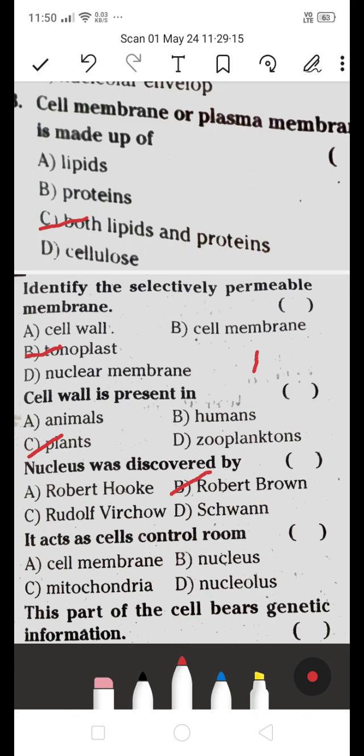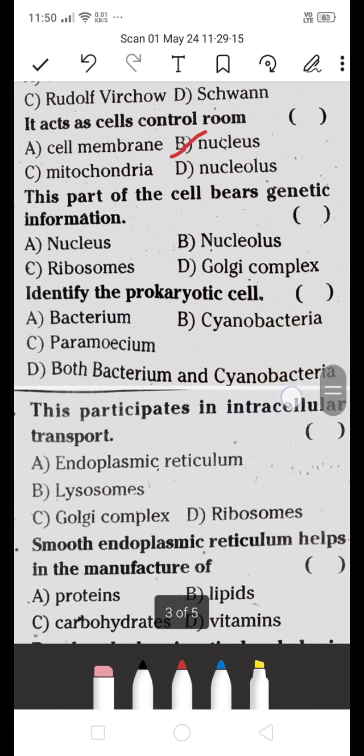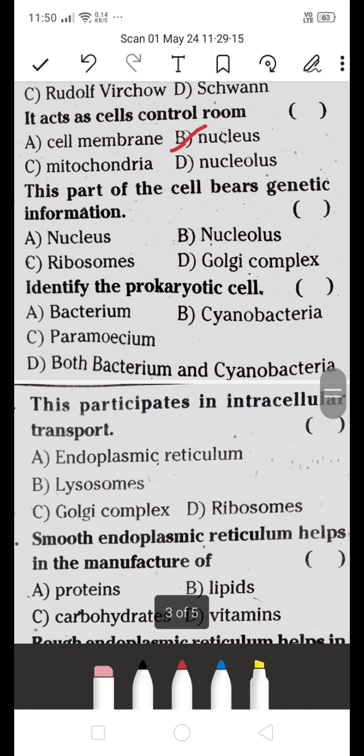Next: it acts as the cell's control room. Is it A, cell membrane, B, nucleus, C, mitochondria, or D, nucleus? Which is the right answer? The answer is that it acts as the cell's control room, that is the nucleus. This is the right answer. Whereas this part of the cell bears genetic information.